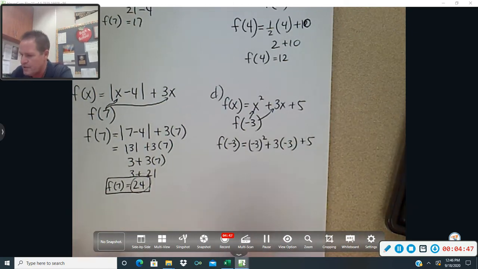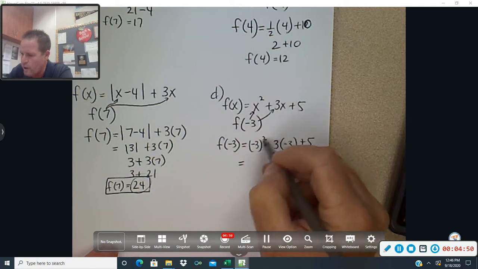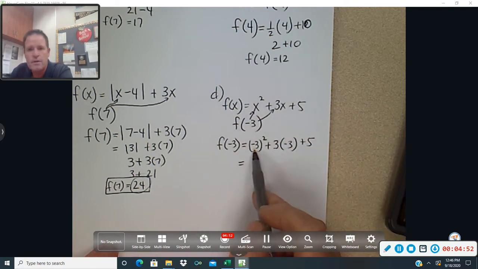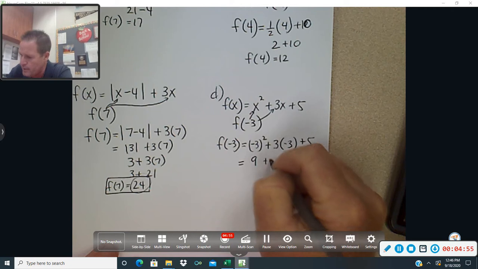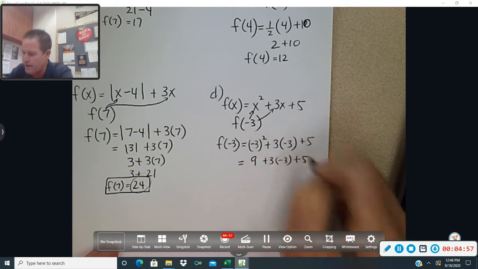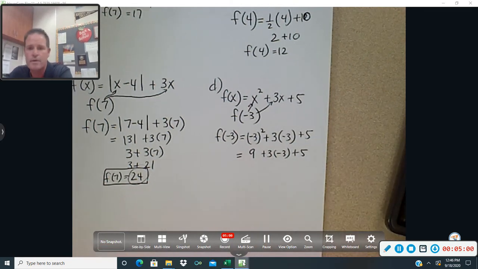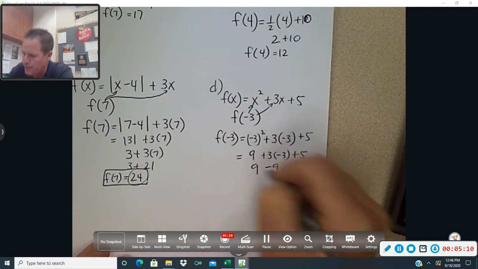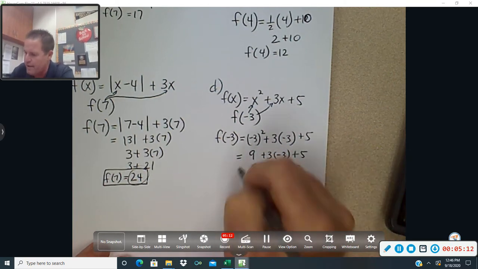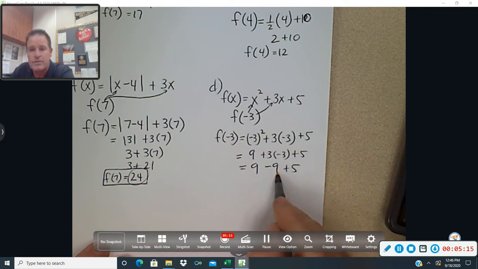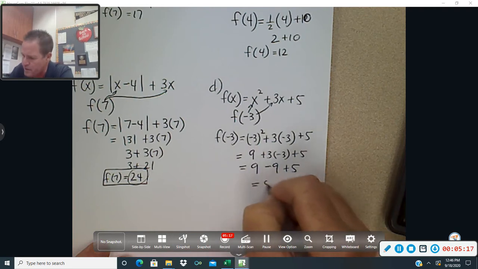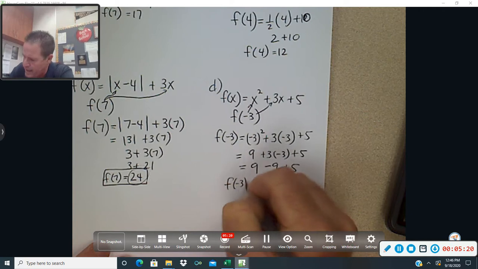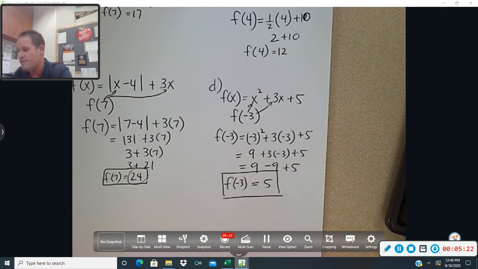All right. Now we just got to work this out. So this is going to equal, well, we do exponents first. Negative 3 squared, that's 9. Plus 3 times negative 3 plus 5. Again, I just do one step at a time. And now from here, I'm going to multiply 3 times negative 3 to make negative 9. So I have 9 minus 9 plus 5. Well, 9 minus 9 is 0, and 0 plus 5 is 5. So f of negative 3 is 5.